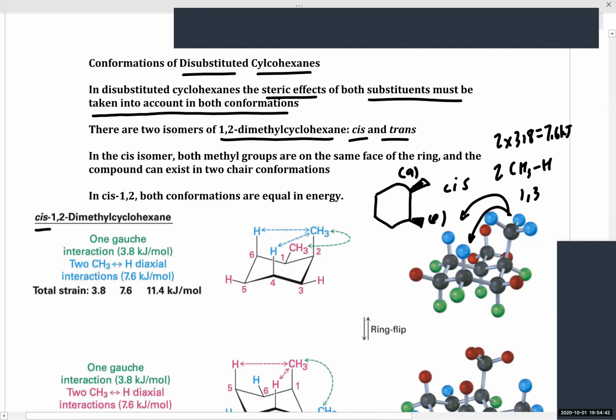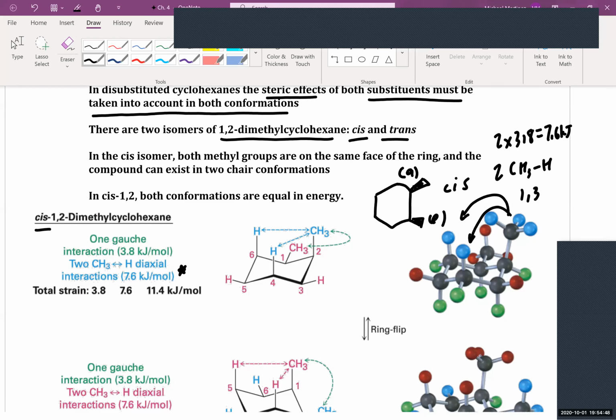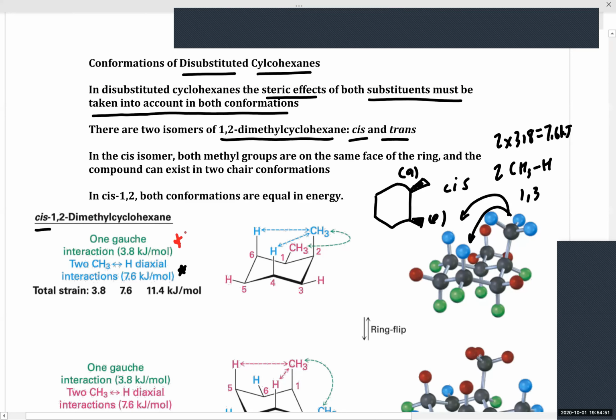Now, what's really important to consider here is that we have our diaxial interactions, but we also have a gauche interaction. Where is this gauche interaction coming from? Well, we can explain that. Does anyone have a guess? Well, this is where we need to pay special attention to our Newman projection model.